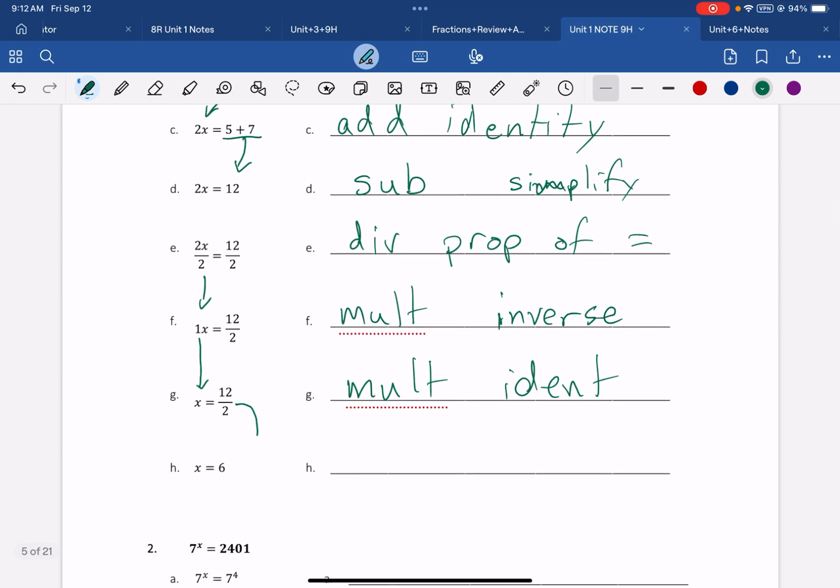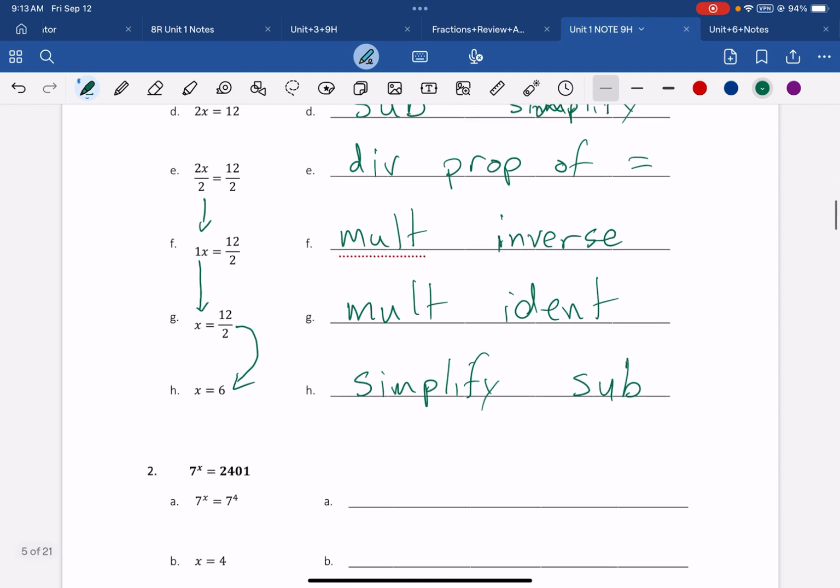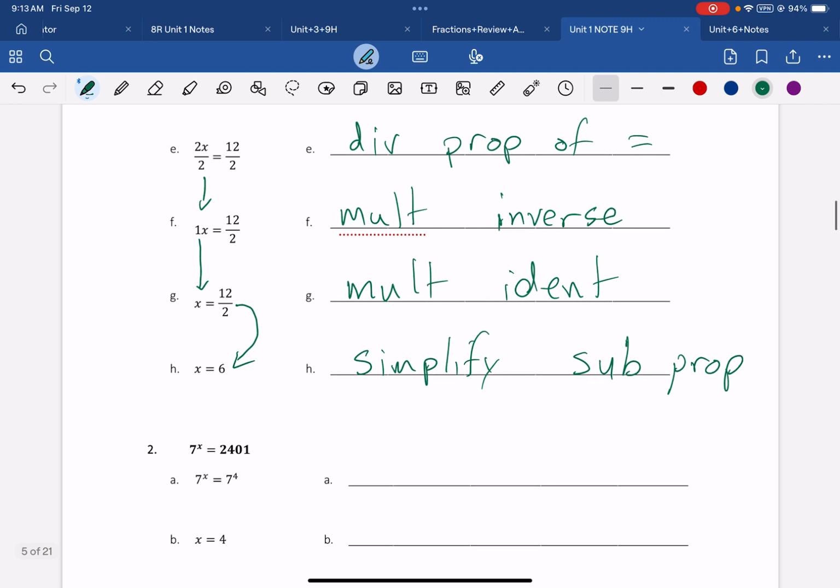When you simplify this, it could be just simplify, or it could be substitution property, depending on who you talk to. So simplify or substitution property. Substitution property. Okay, let's look at this one.